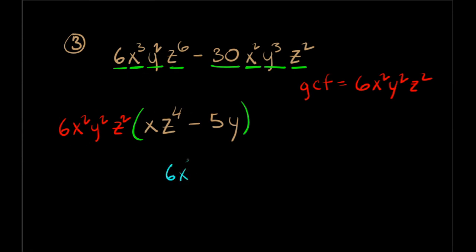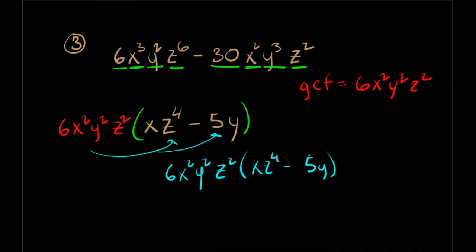And so my final answer is going to be 6x squared y squared z squared times x z to the 4th minus 5y. And again, if you do the distribution, you should get back what you started with. I'll let you do this one on your own, but you should get the same expression that we started with.